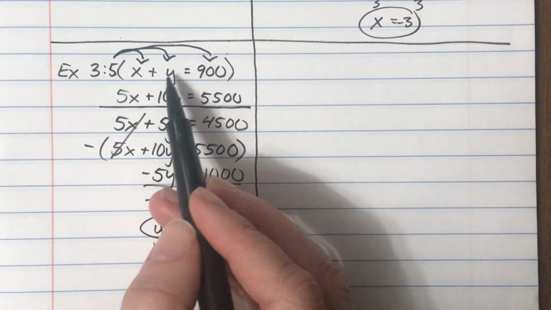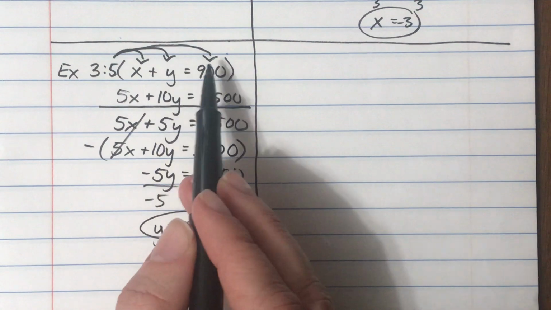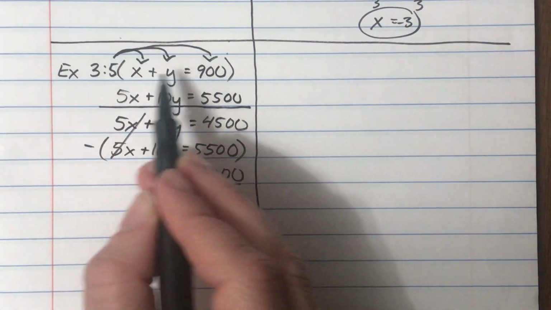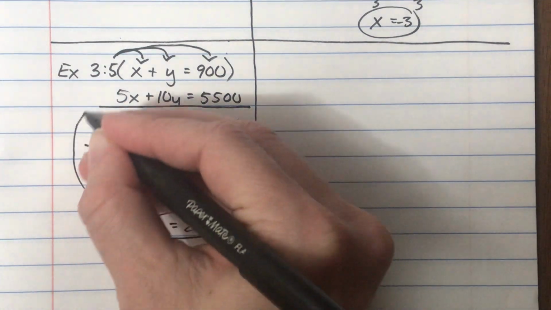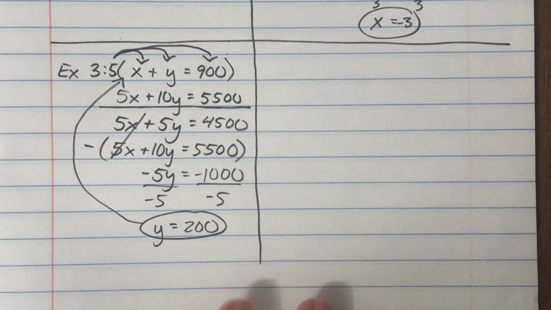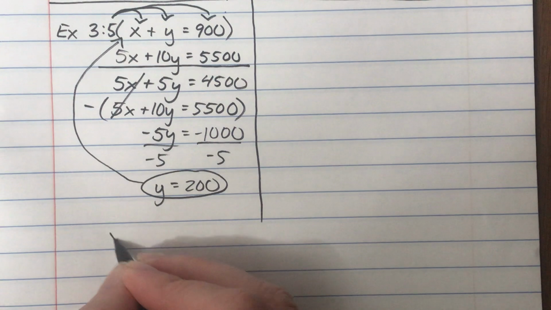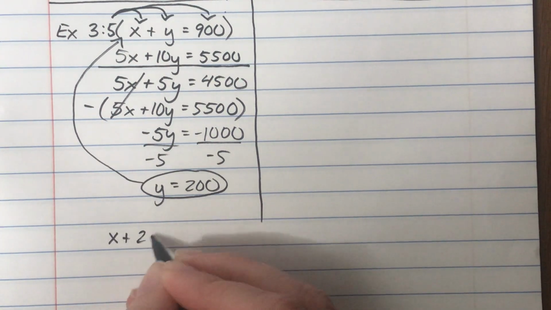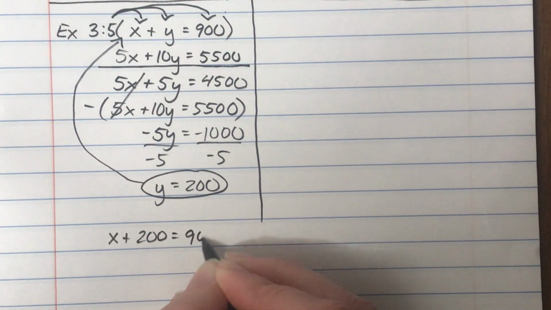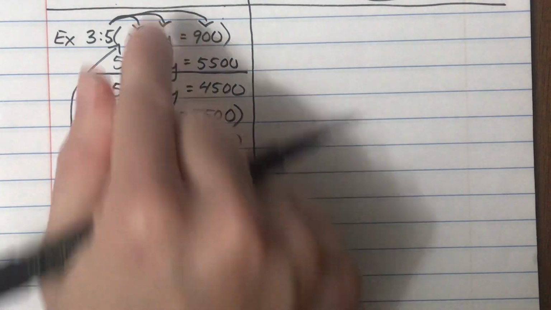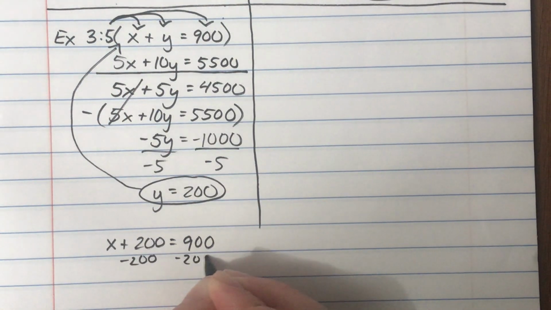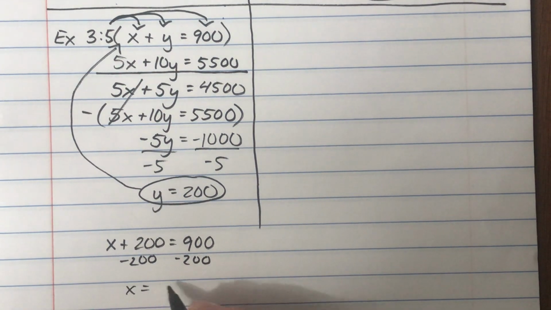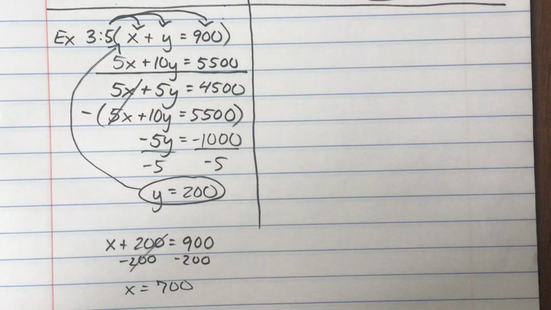And actually, before we multiplied the entire first equation by 5, we had a pretty nice equation here, right? It was just x plus y equals 900. So I'm going to plug it into that first one because it was simpler. So we have x plus the y value of 200 is equal to 900. That's just plugging the y value in for the y there. And we're going to subtract 200 from each side. And we end up with x is equal to 700.